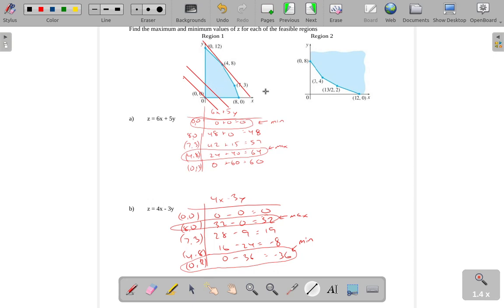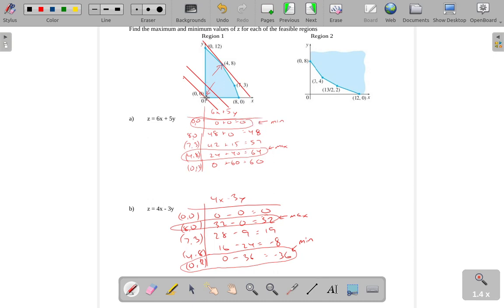And so what you can visualize here is that as you're increasing that value, 6x plus 5y equals 0 all the way up to 10, you're just moving this line. You're keeping the slope the same, but you're moving it up this way. And the farther you can move it this way, the larger the value of z you get. It's when you leave the feasible region that you achieve your minimum and your maximum values. So minimum when you're going this direction, and maximum when you're going that direction. And you can see that's what this says.